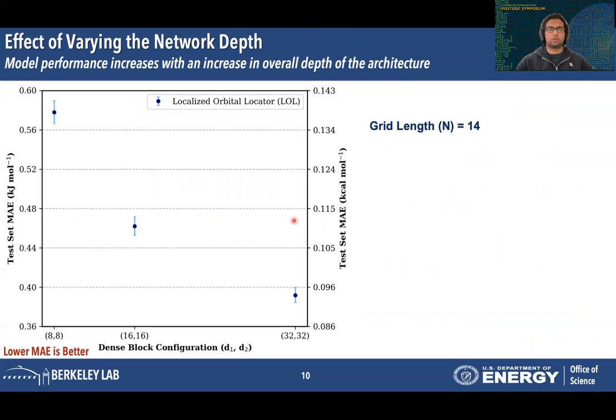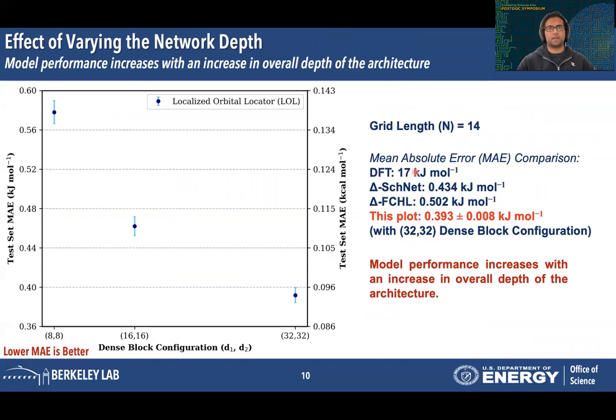We also tested our model by varying the network depth or changing the dense block configuration. So we tested the model performance by simultaneously doubling the number of dense layers in each of the dense blocks. The best performing and also the most expensive model we tested has a dense block configuration of 32, 32, since it has the most number of dense layers. And for this model, we get an MAE of 0.39 kilojoule per mole. Therefore, in summary, we can systematically improve the model performance by increasing the depth of the architecture, which, however, is also accompanied by an increase in the training cost.